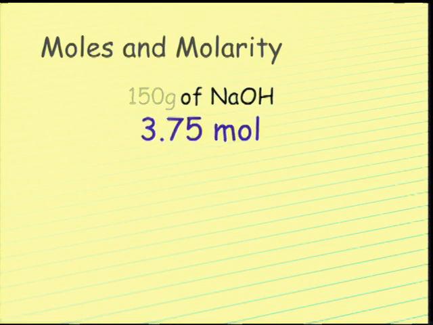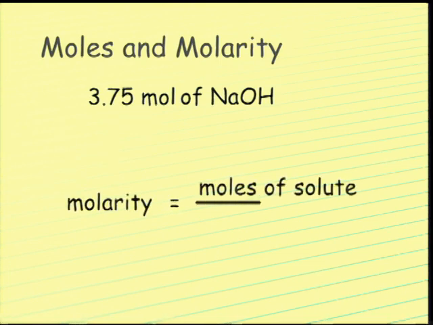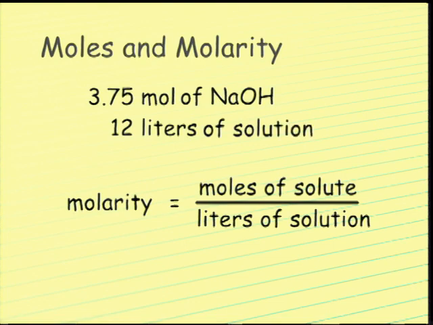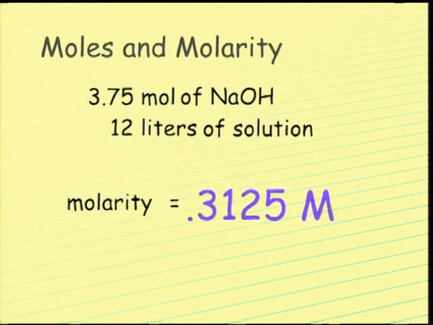Once the number of moles of solute has been determined, the molarity of a solution may be calculated with the equation. Molarity equals moles of solute divided by liters of solution. If 3.75 moles of sodium hydroxide is dissolved in 12 liters of solution, what is the molarity of the solution? By using the equation, we can determine that 0.3125 is the molarity of the solution.